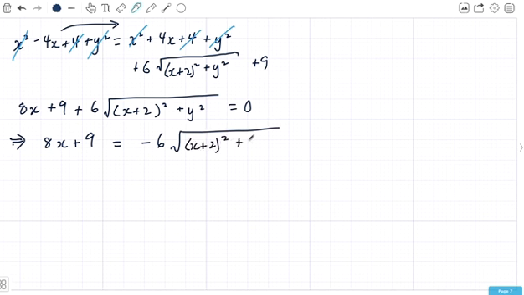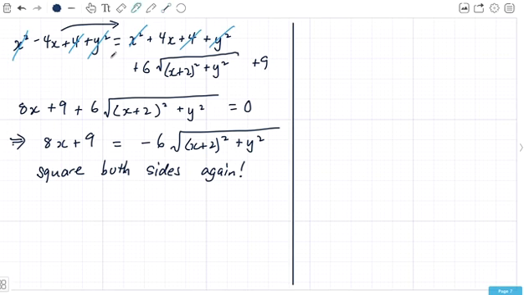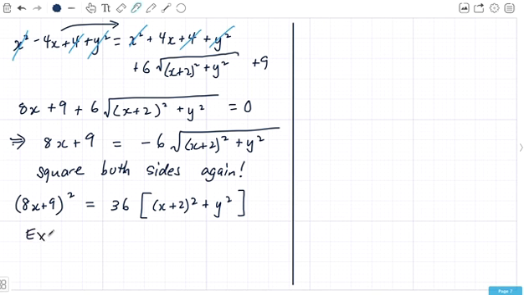and we're actually going to square everything again. Square both sides again, so we can finally get rid of that square root. So 8x plus 9 all squared. This squared is going to give us 36. Squaring the square root will then give us the expression itself and gets rid of the square root. I'll use square brackets. Let's expand everything.